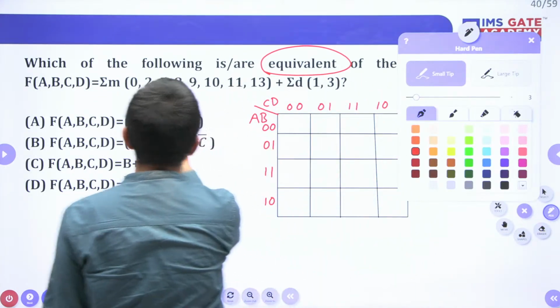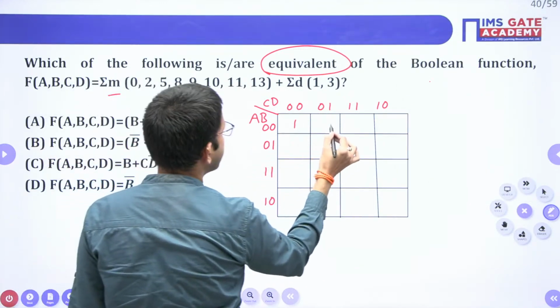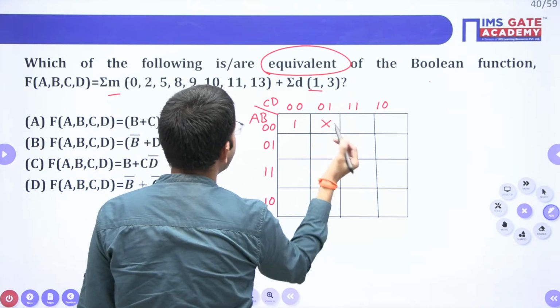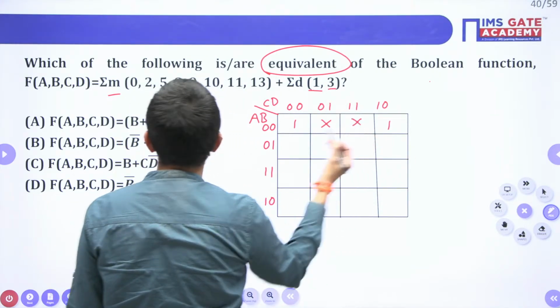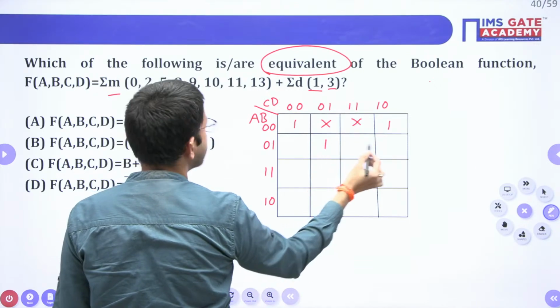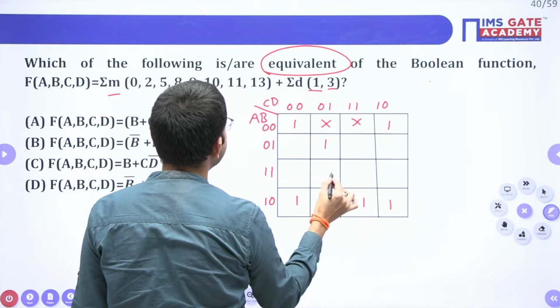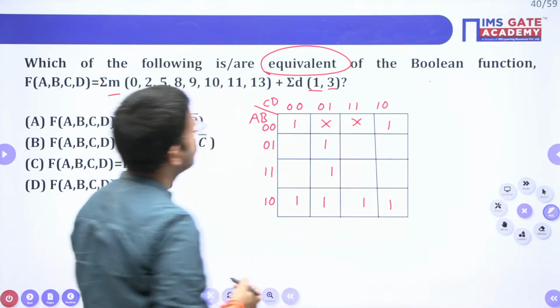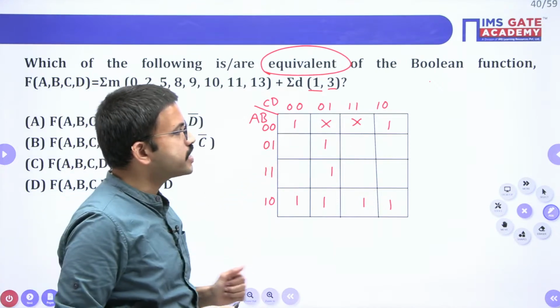So here, just place the ones in the respective minterm positions. 0, 1, 1 they have given as don't care. Then 2, 3 they have given as don't care. Then 4, 5, 6, 7, 8, 9, 10, 11, 12, 13. Just place the ones in the respective minterm positions and place the don't cares in the respective positions.